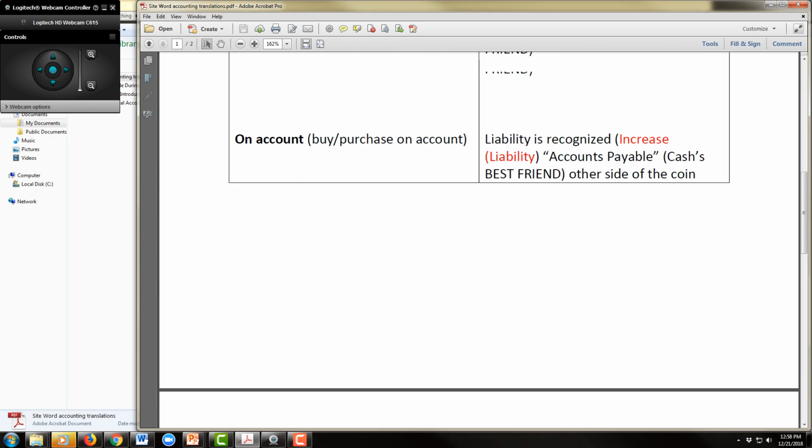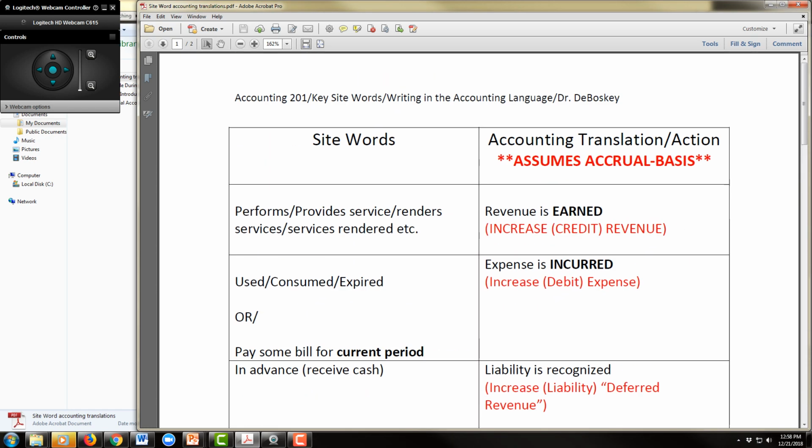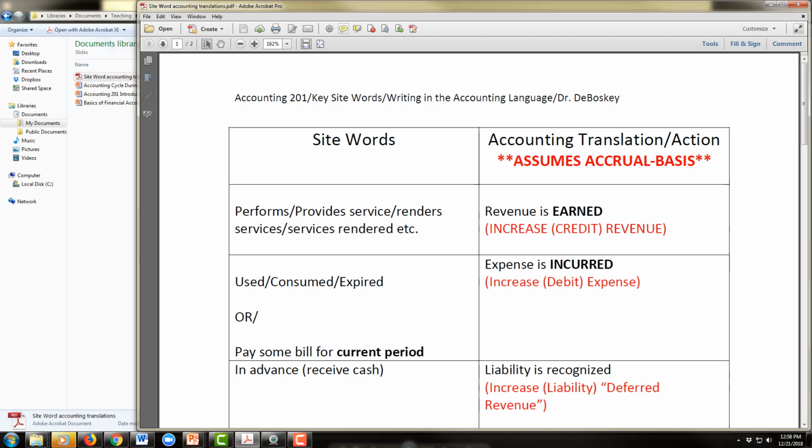So again, this is the key sight words for analyzing all transactions in the accounting language, and therefore you should be aware of this, the acronym Lake Erie, ERIE stands for Earned Revenue Incurred Expenses, ERIE. Please keep that in mind as you review the transactions. Keep this sight word list handy. It should be helpful in understanding and analyzing transactions. Remember, we're learning a brand new language. Let's keep this as simple as possible.